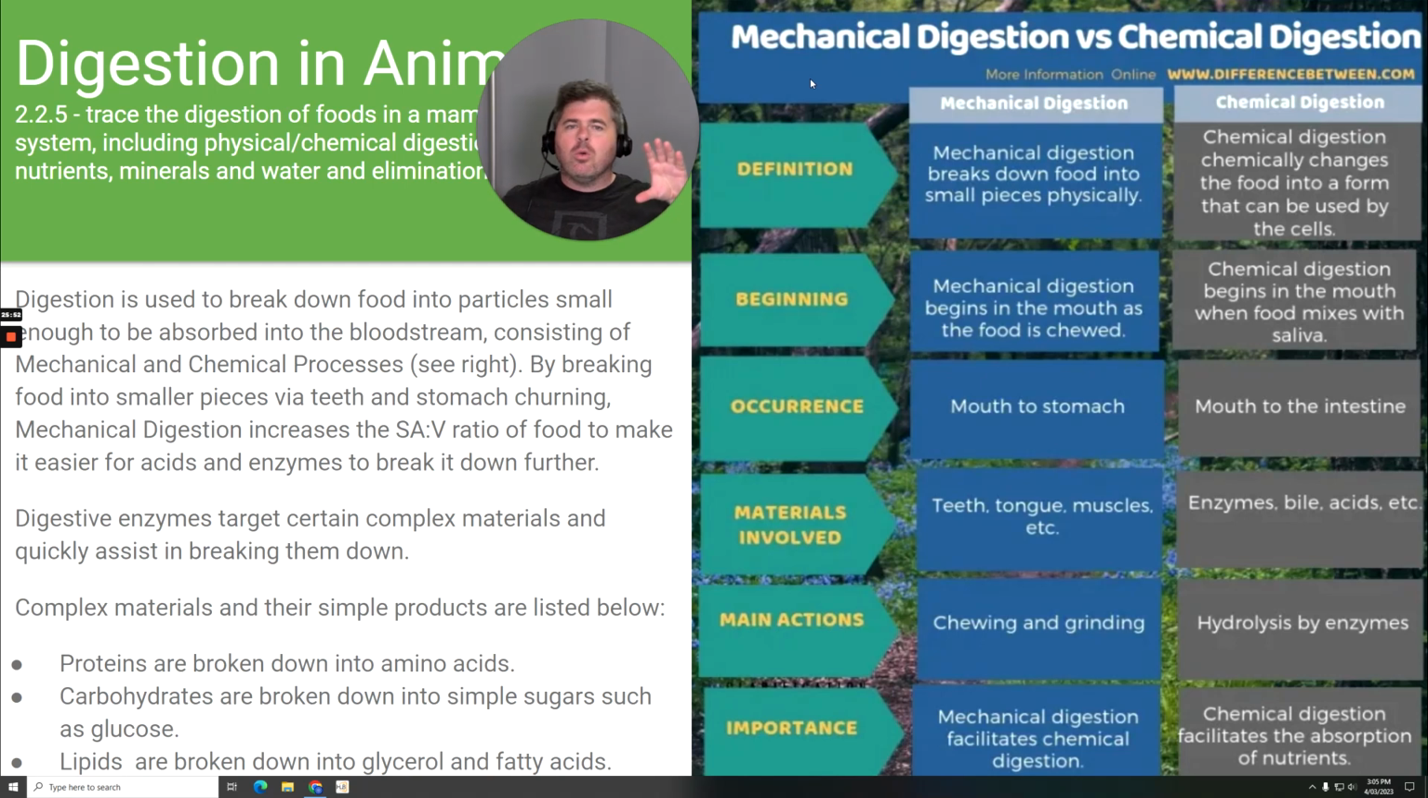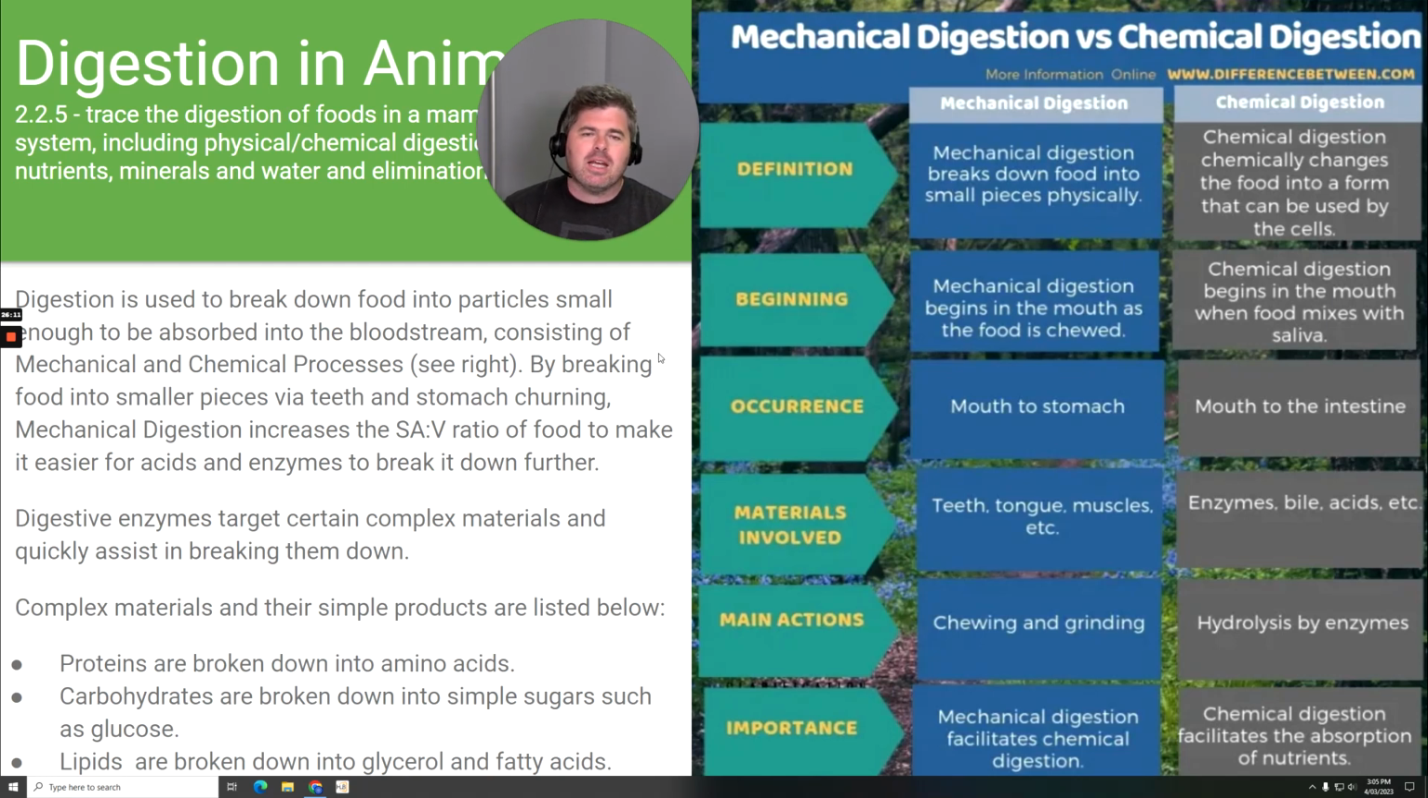One is mechanical digestion, whereby you physically break food down. For instance, chewing. Chickens, for instance, don't have teeth. So occasionally a chicken will eat a stone and it will help mash up food inside of its stomach for the same effect as us using our teeth.